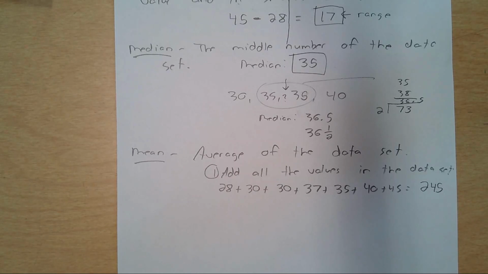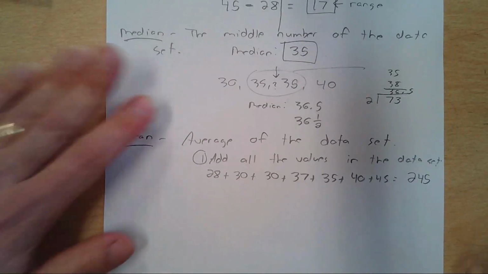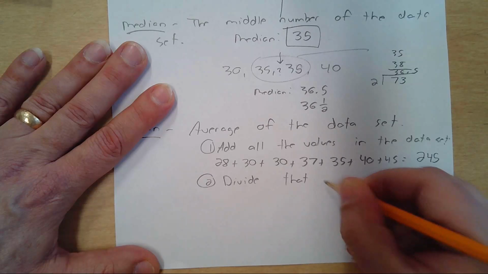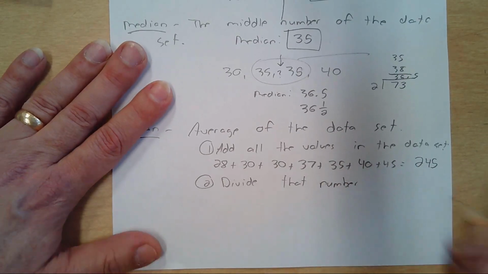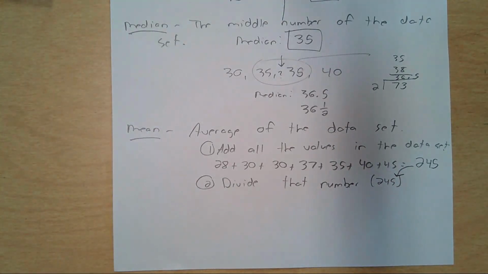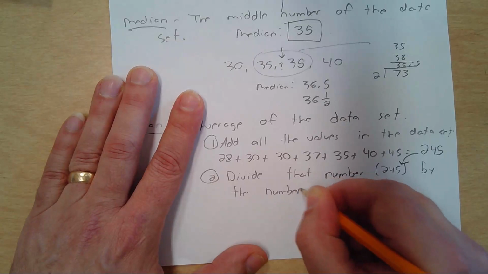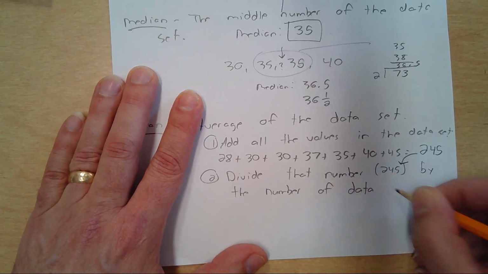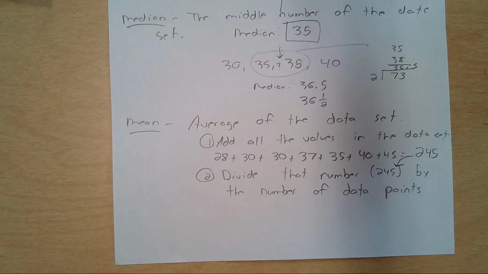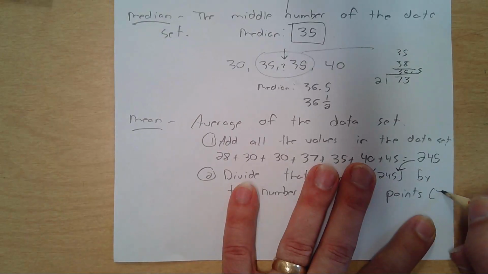First thing you do is add up all the values in the data set. There were 7 values. I add all 7 of them and get a sum of 245. Second thing you do, divide the sum by the number of data points. When I say the number of data points, I'm saying how many numbers did we add up here? 1, 2, 3, 4, 5, 6, 7. There were 7 data points.